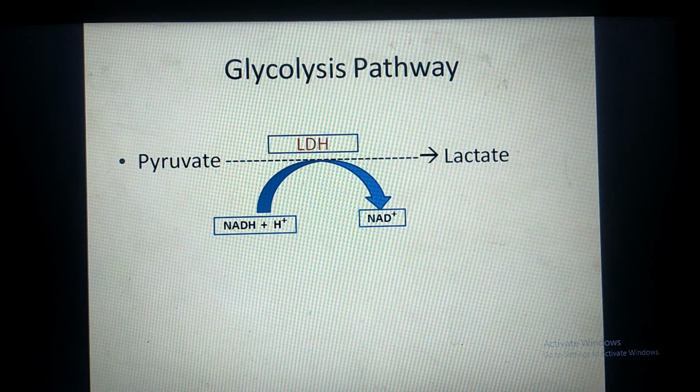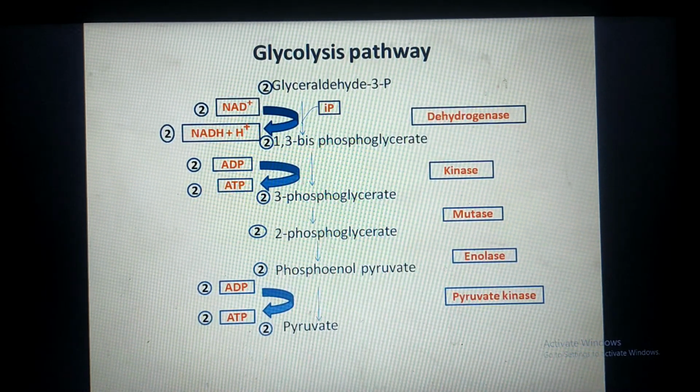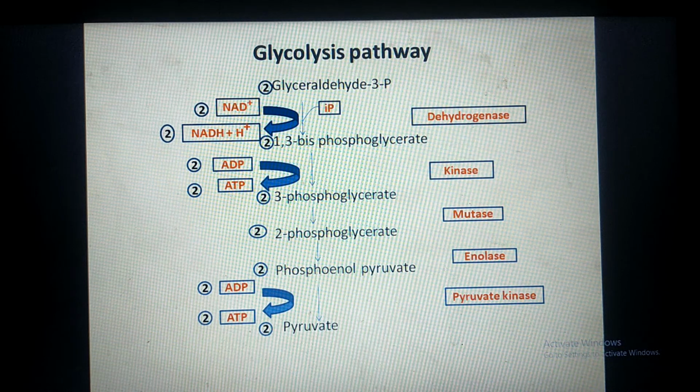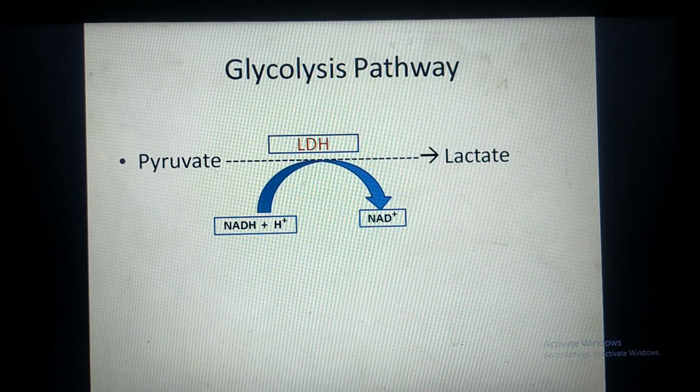But if oxygen is absent in the cell, then the pyruvate is reduced to lactate. Two hydrogen atoms from a coenzyme NADH are added to pyruvate to form a lactate with the help of enzyme lactate dehydrogenase. So when oxygen is present, the end product is pyruvate, and when oxygen is absent, the end product is lactate.